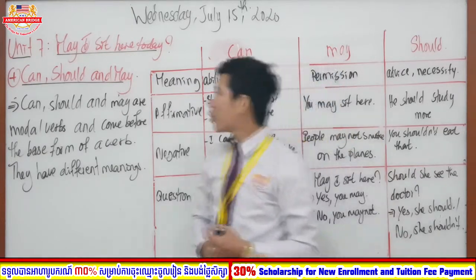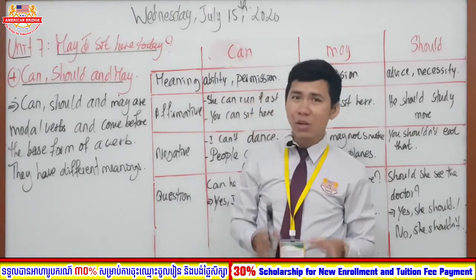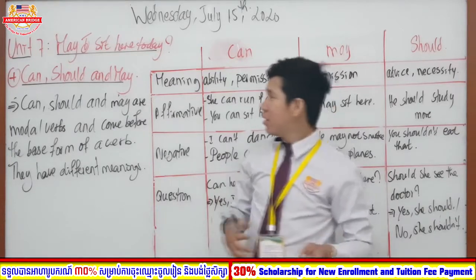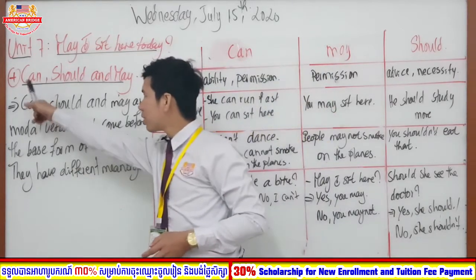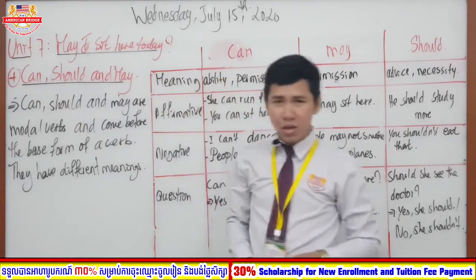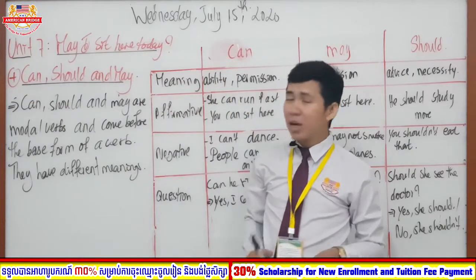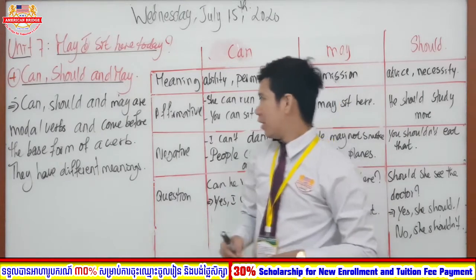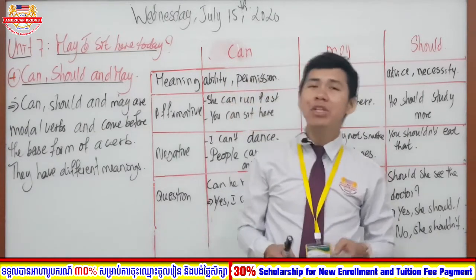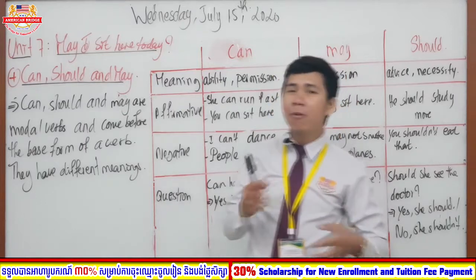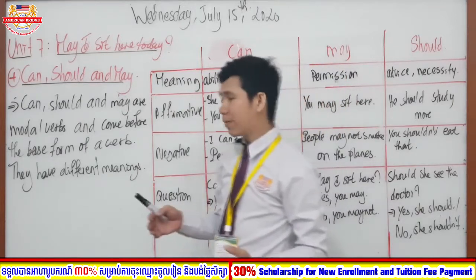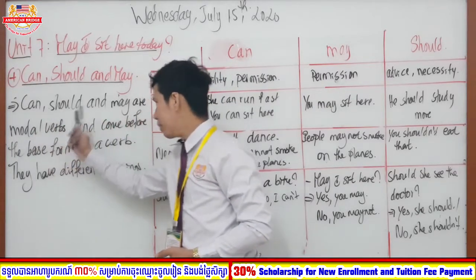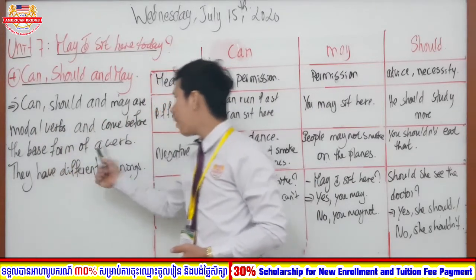However, let's see our grammar focus. What does this lesson focus on? Okay, so it focuses on can, should, and may. As you know, can, could, and may are called modal verbs, right? Here it might give you the definition, the meaning or the form. So you can read, follow me all together. Can, should, and may are modal verbs and come before the base form of a verb.